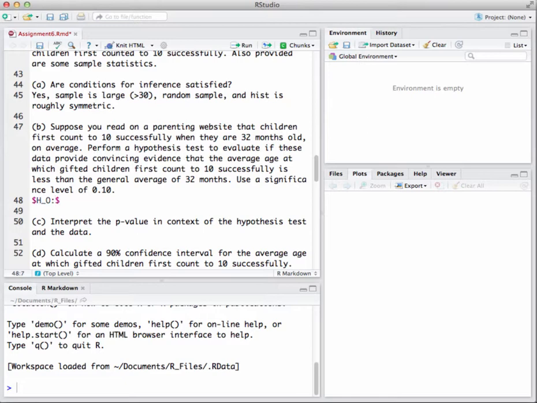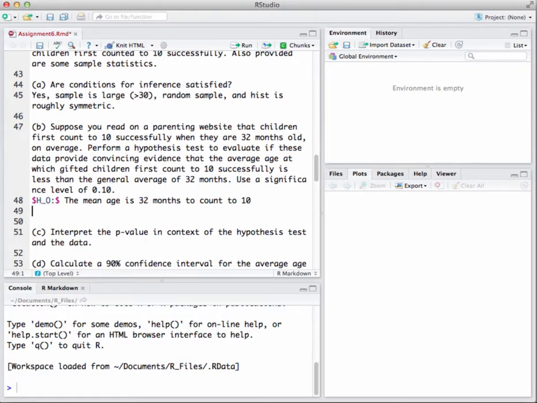So we're going to state them both in English and symbolically, in math. Okay, so our null hypothesis is what? The mean age is 32 months to count to 10. In other words, for the gifted children, the age is the same. It doesn't change even though we've got these gifted children. They still take 32 months to be able to successfully count to 10.